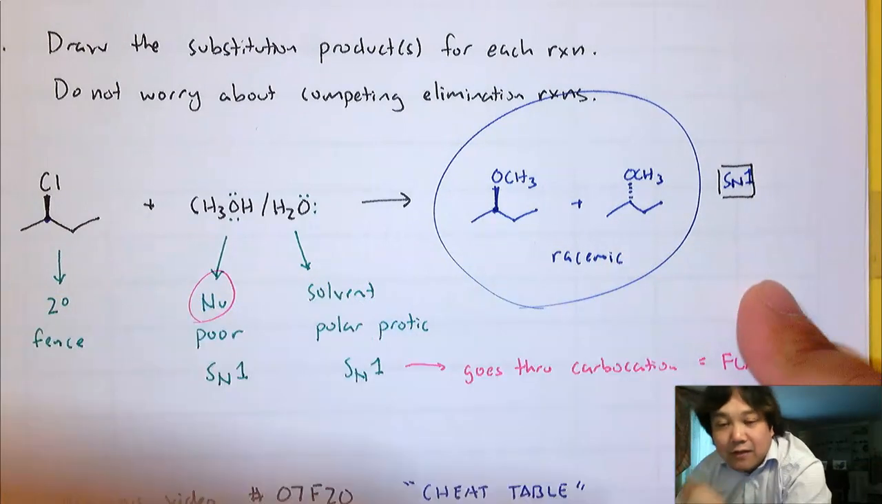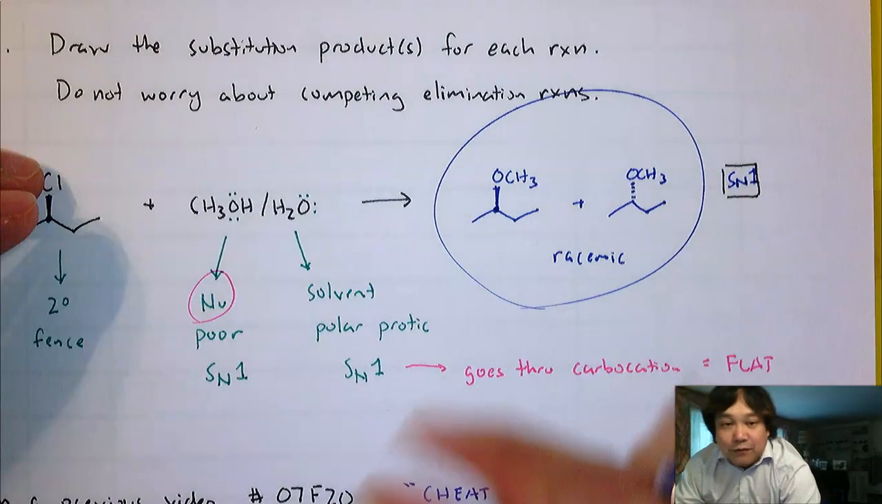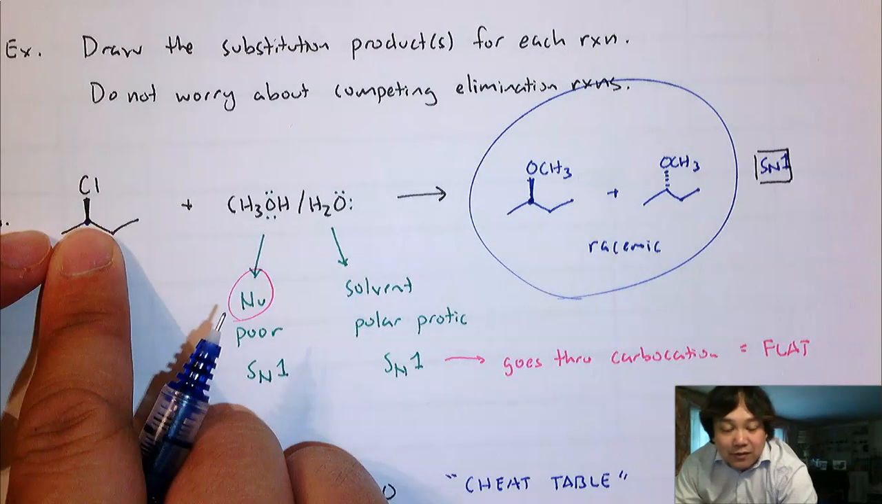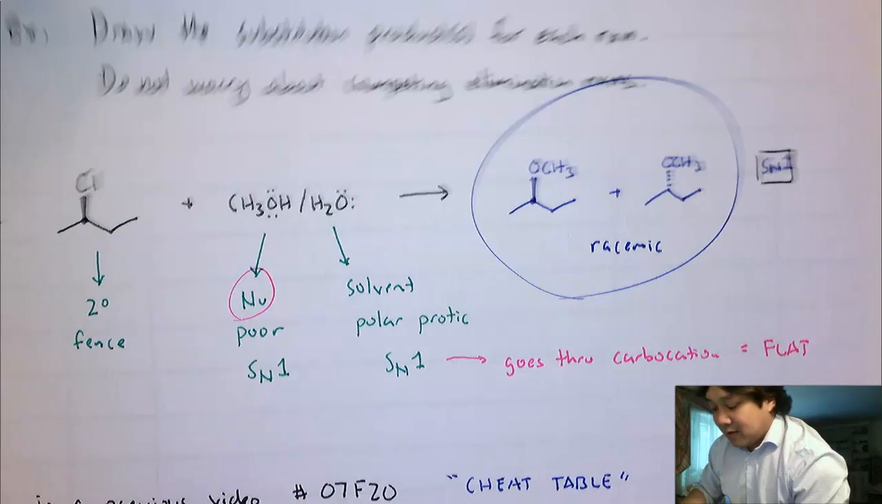Okay, SN1. If it was SN2, then we would get inversion. We would only have the dash because we started out as a wedge for the halide. Do you see the strategy?